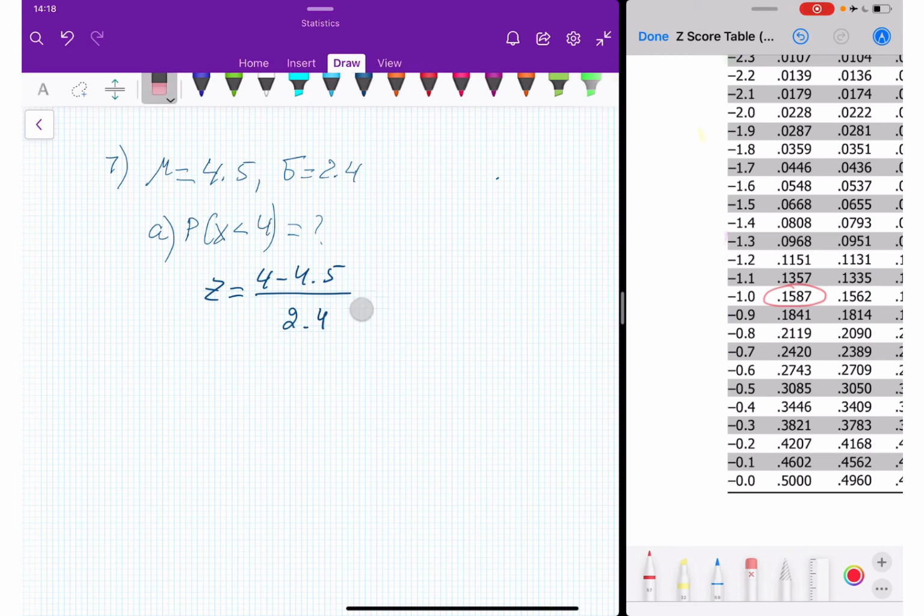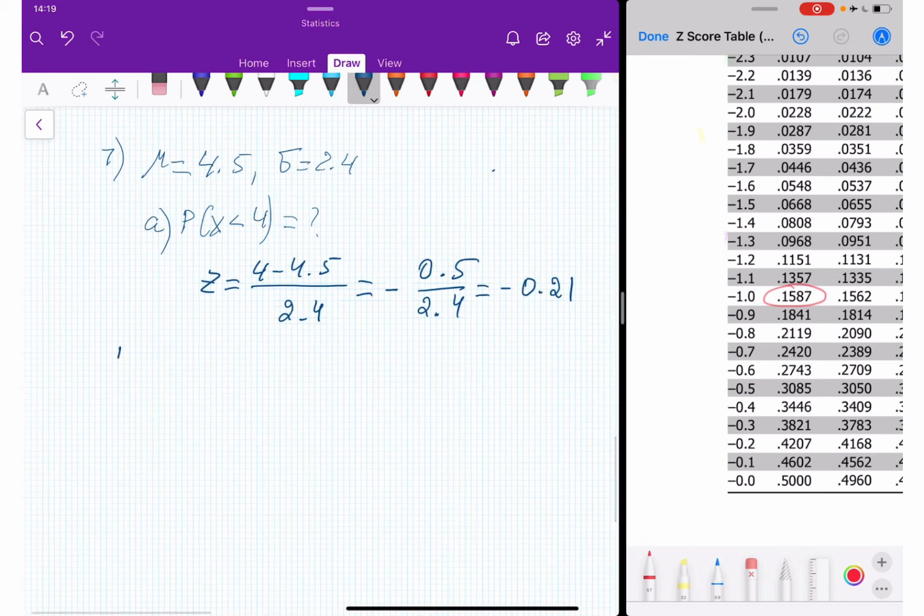This is equal negative 0.5 over 2.4. So we have to take practically 5 divided by 24. And it's going to be negative 0.21.